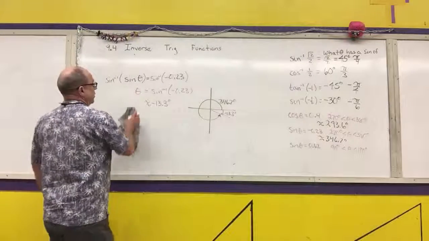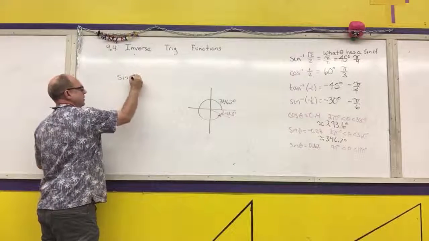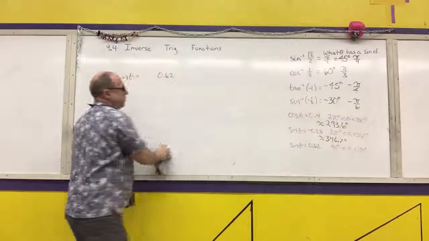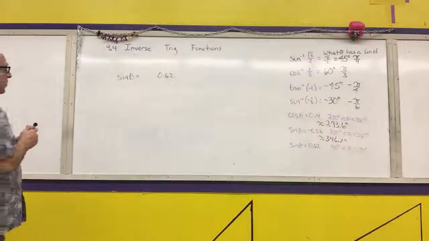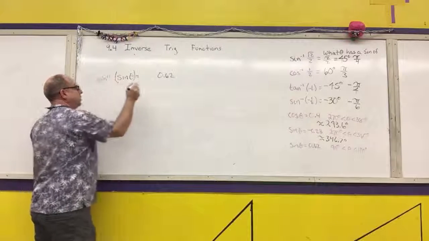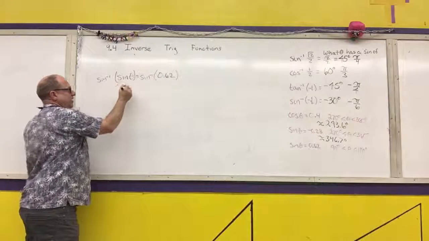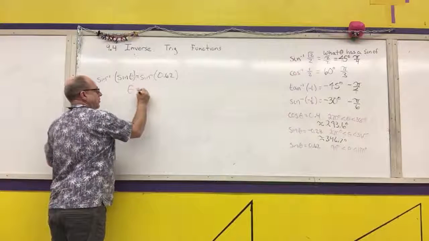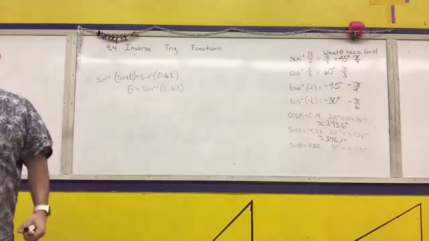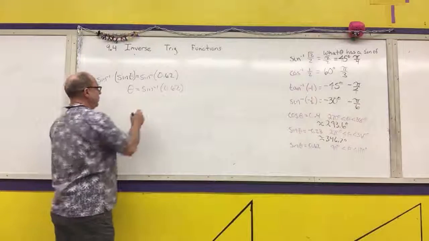The next example is they tell me that the sine of theta is equal to 0.62. So if I want to find out what the angle is, I'm going to take the inverse sine of both sides. Inverse functions performed consecutively cancel each other out. So I get theta is the inverse sine of 0.62. That is a calculator problem. And I get 38.3 degrees.